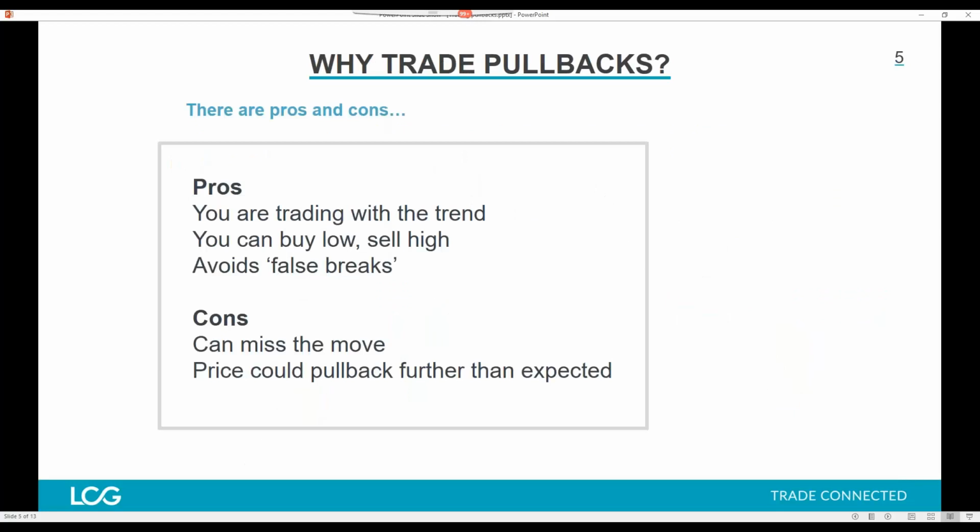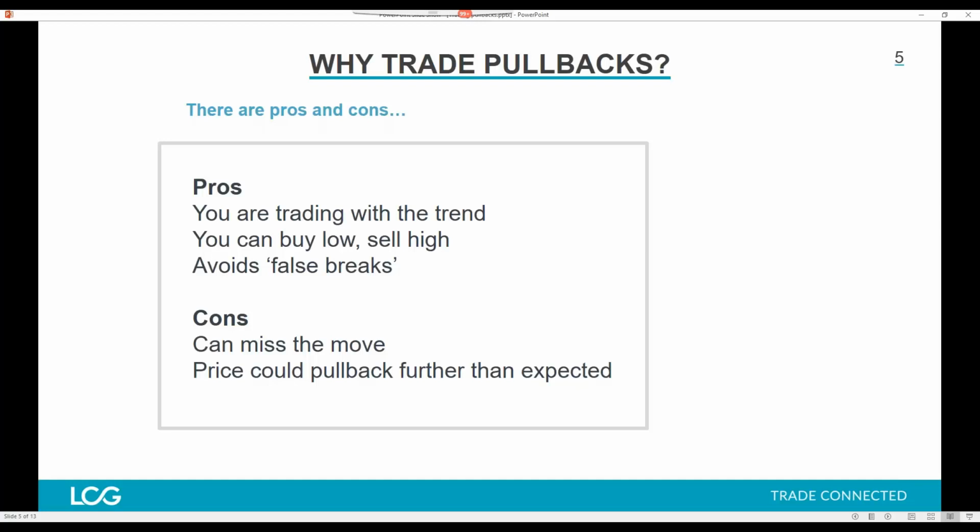Right, here, pros. You are trading with the trend. I'm a big fan of trending markets. When it comes to day trading, that's the main advantage we have, is that markets, in my opinion, aren't completely random. There are sustained periods in which markets trend, and that can give you an edge.